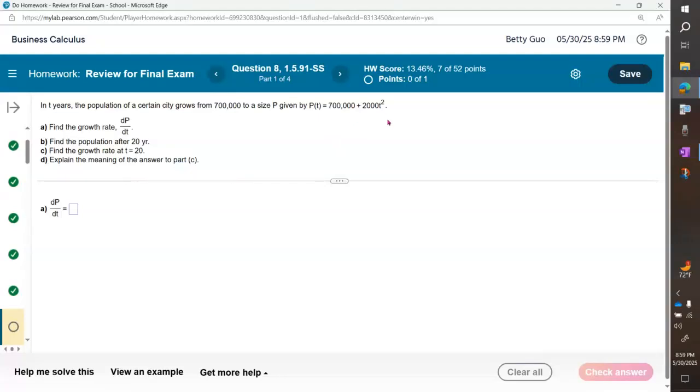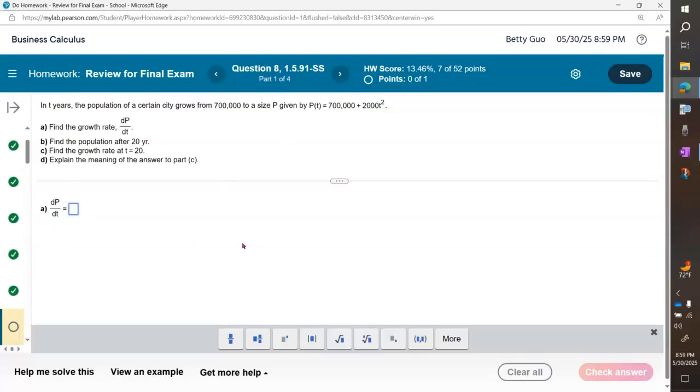This function is pretty simple. Two parts in the function. The first part is a constant. When we take the derivative of a constant, it is 0. And look at the second part. The second part is a simple power function. The derivative of t squared is 2t. So the derivative function of the population function is 4,000t.